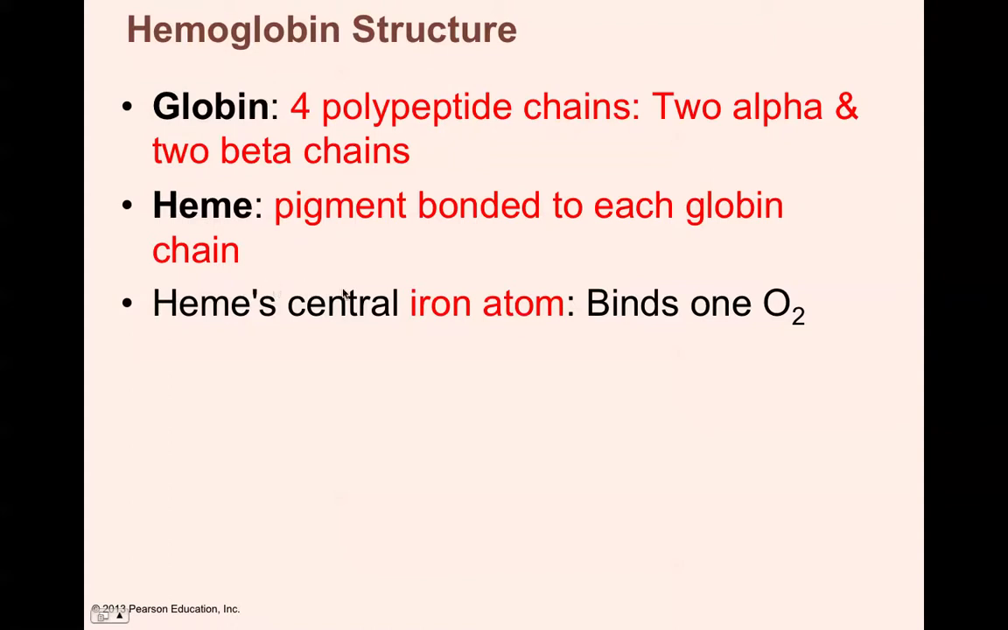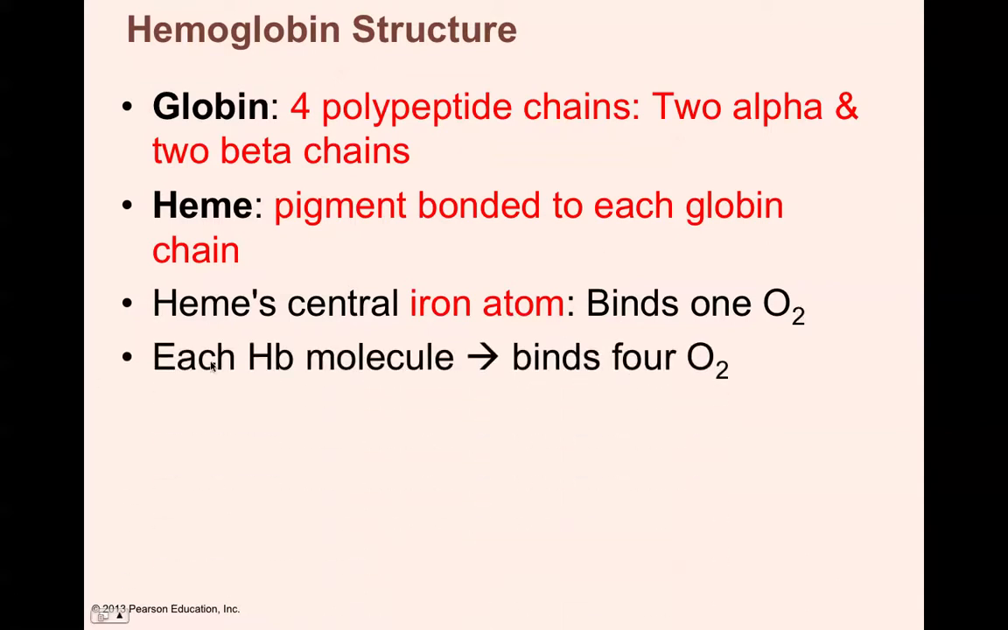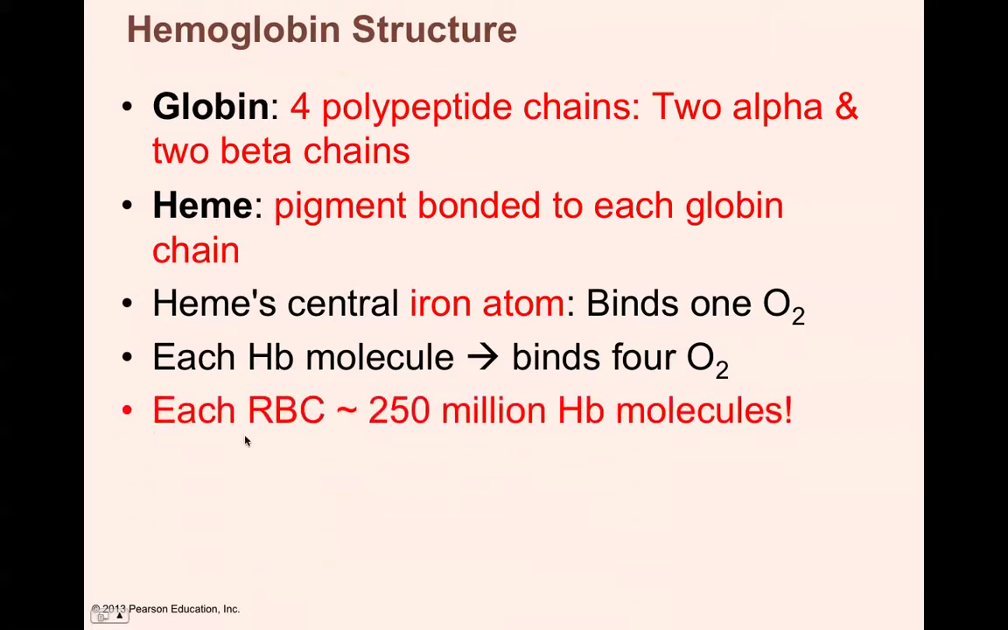Within each heme group, there is a central iron atom, and it's the iron that binds with one molecule of oxygen. Each hemoglobin molecule, because there's 4 of these polypeptide chains, therefore it binds 4 oxygen molecules. In each red blood cell, there are about 250 hemoglobin molecules. So there's lots and lots of oxygen that can be bound.